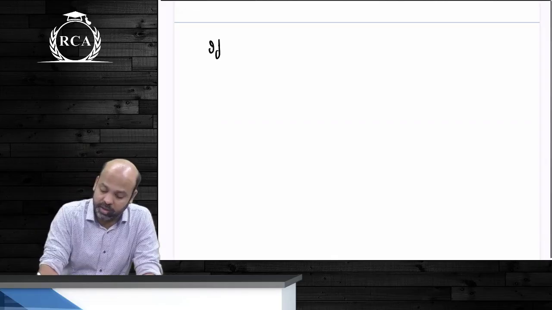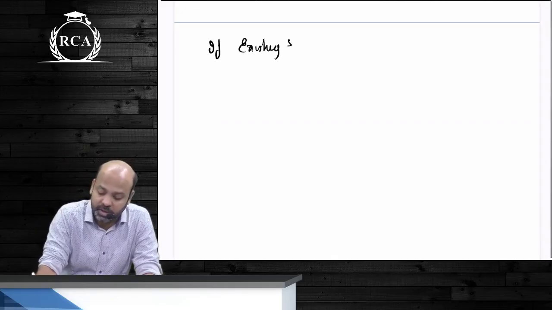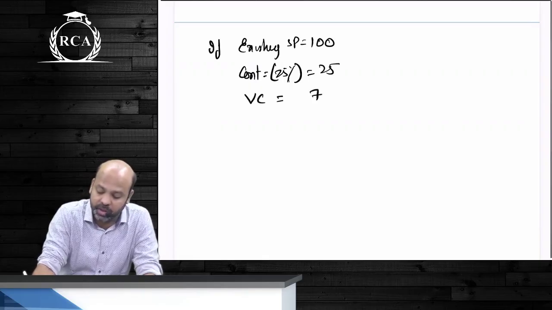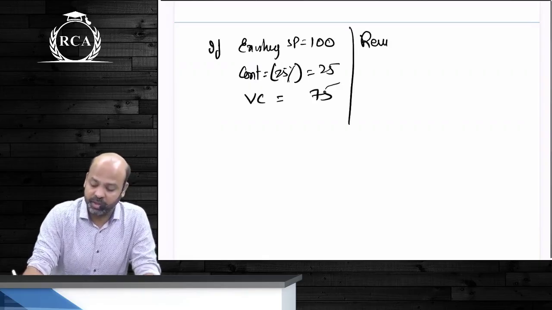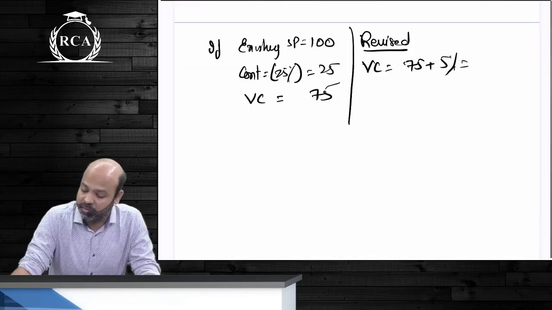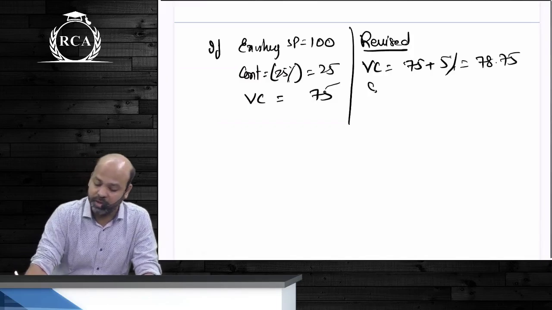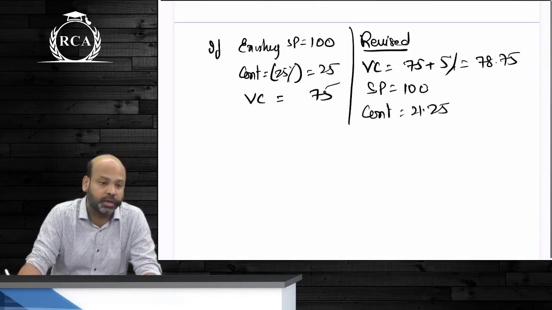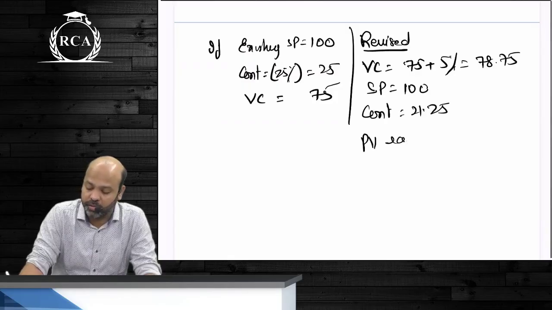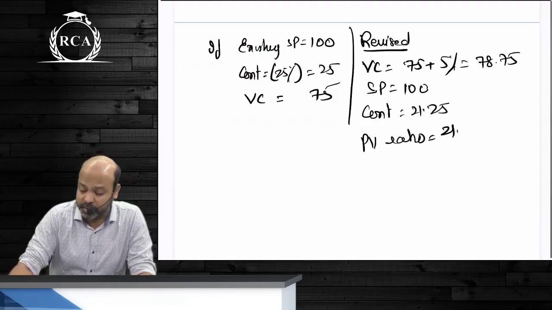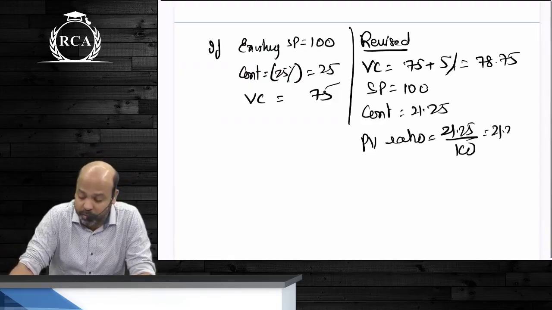If, guys, existing selling price is how much? 100. I told you that your contribution was 25%, so that is how much? 25 rupees, and our variable cost would be 75. Now in the revised case, what is he saying? Variable cost will be 75 plus 5%, 78.75. We are keeping the selling price constant at 100. Our contribution, guys, will become 21.25. Based on this contribution of 21.25, sorry guys, PV ratio will become 21.25 divided by 100, 21.25%.